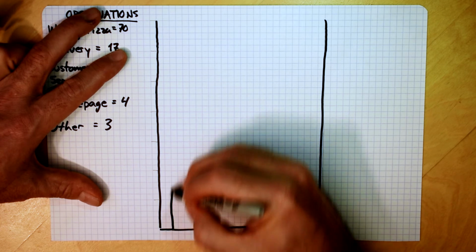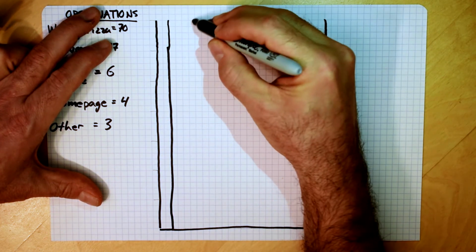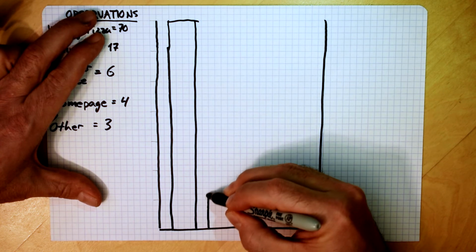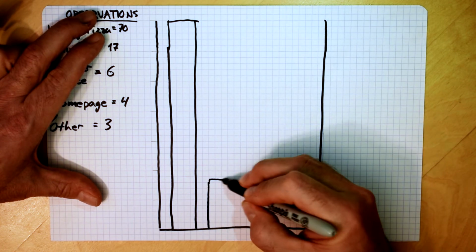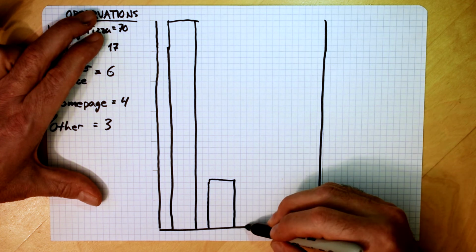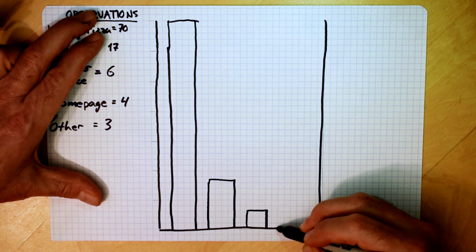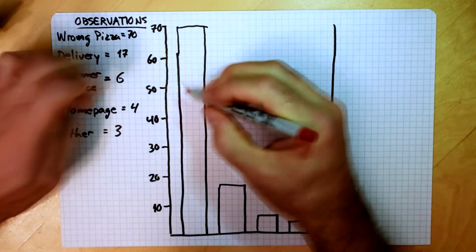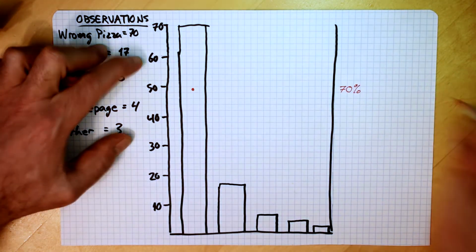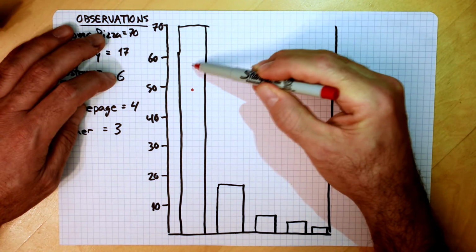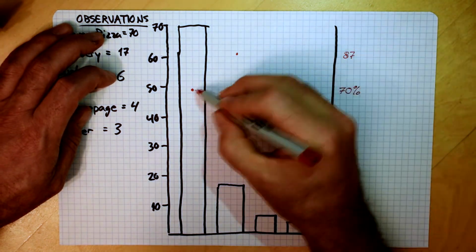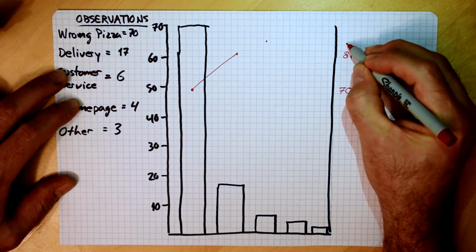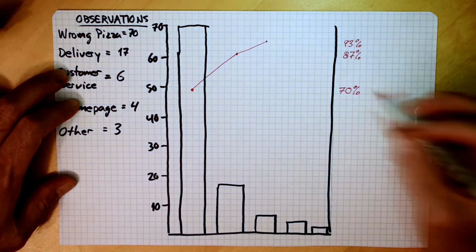So in our pizza example, the team has 70 observations for wrong pizza, 17 observations for delivery, 6 for customer service, 4 homepage, and 3 other. Each group is then plotted starting with the group with the most observations. The last step to complete this graph is to show the cumulative percentage of total observations. For the pizza team, wrong pizza and delivery are the major areas causing customer complaints.